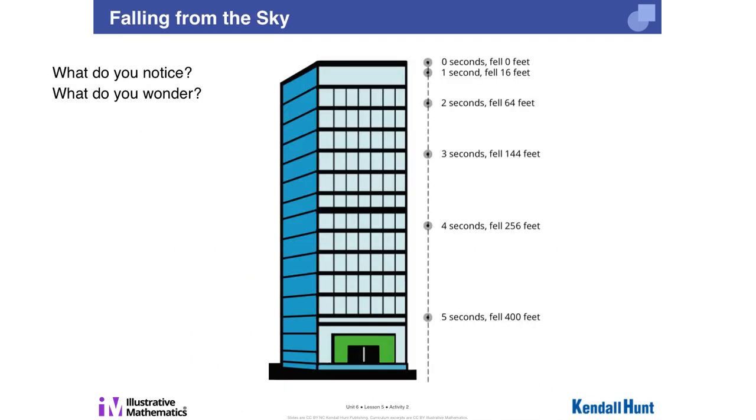As you look at this, maybe you're noticing that it looks like we're tracking something falling from a building. Maybe we're noticing that it's falling a certain number of feet in a certain number of seconds. And what do you wonder? Well, I noticed that with each second, it's falling further and further and further. So I wonder, is there a maximum amount that it's going to fall in a second? And I also wonder, how can we model this? Is there an equation we could use to figure out how far something has fallen in a certain number of seconds?